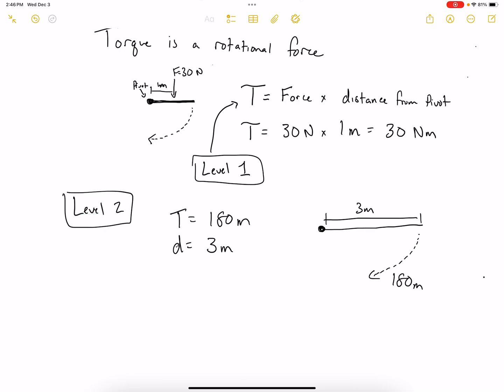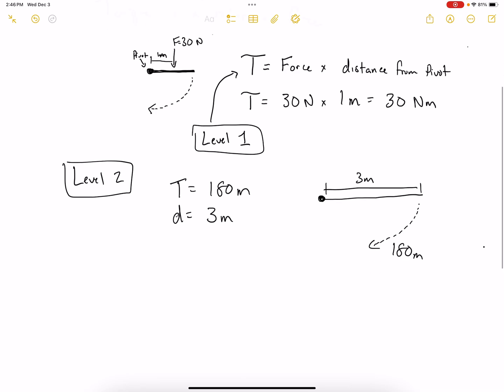So if I was to give you something like this, this is a level 2 example. Again, I'm going to use that exact same equation. So I still have torque is equal to force times distance.